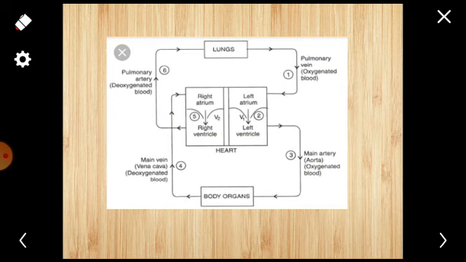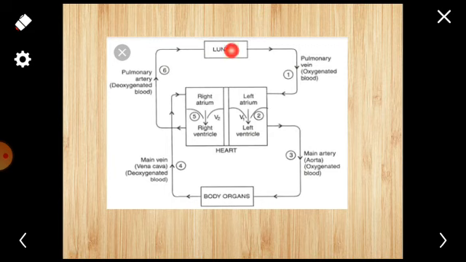As the right atrium contracts, the deoxygenated blood is pushed into the right ventricle through the tricuspid valve. When the right ventricle contracts, the deoxygenated blood is pumped into the lungs through the pulmonary artery. So again, this deoxygenated blood from the right ventricle is taken to the lungs through the pulmonary artery.